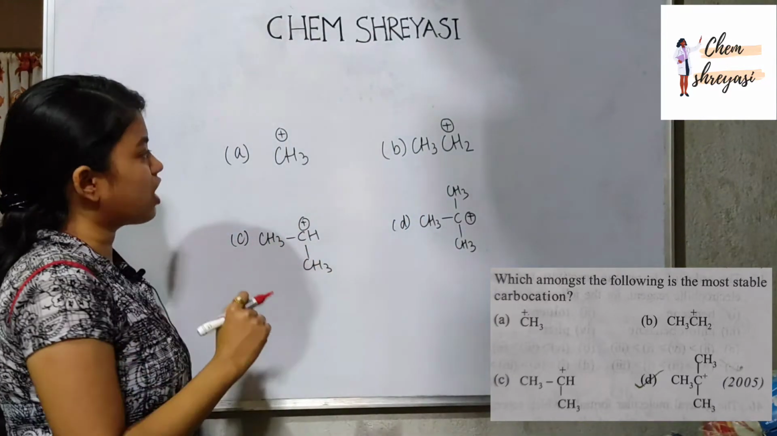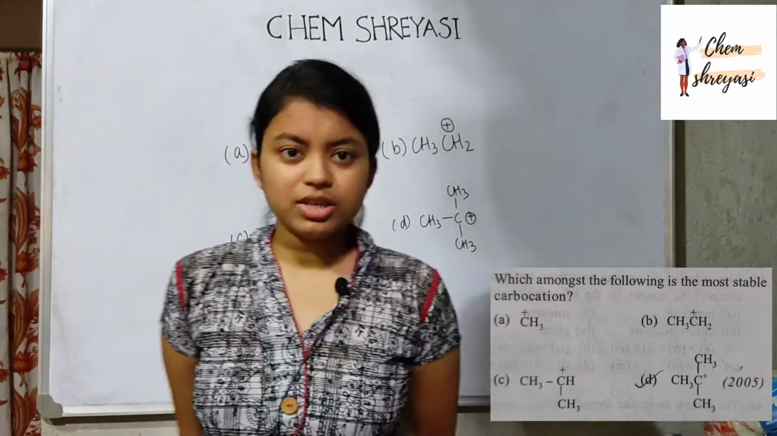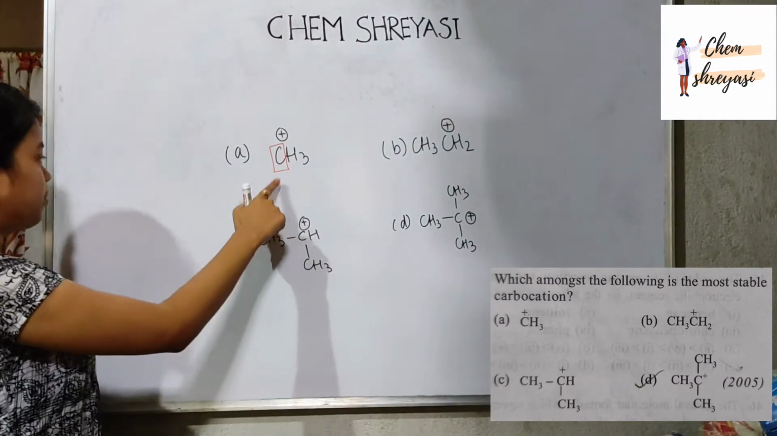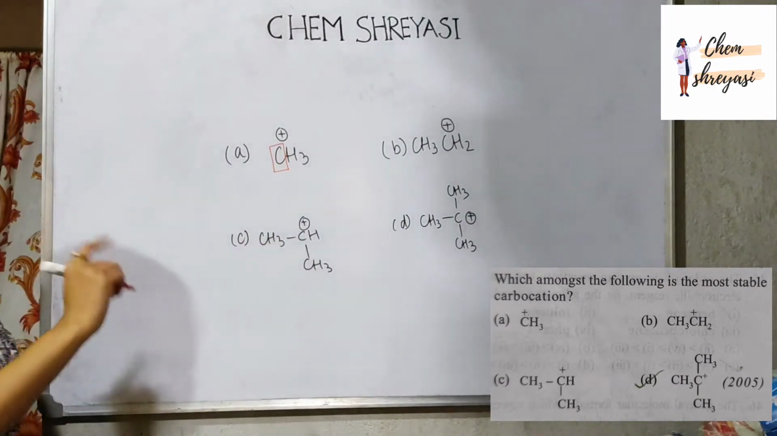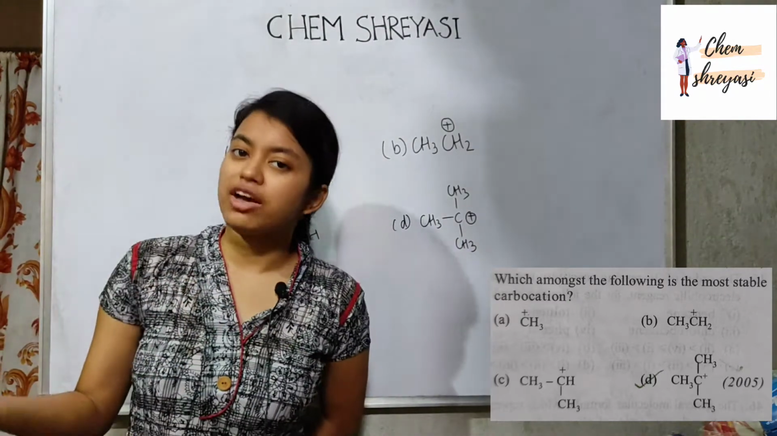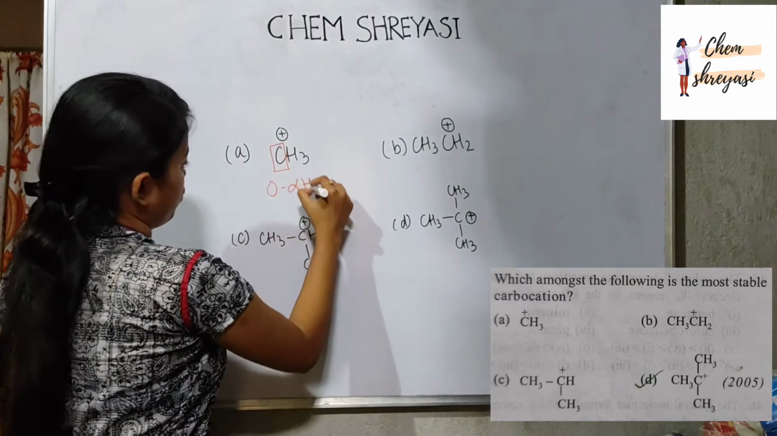So, we have to find out that this carbon contains the vacant p orbital because this is the carbocation. We don't have any alpha carbon attached with this carbon, so it does not have any alpha hydrogen. So, it has 0 alpha hydrogen.